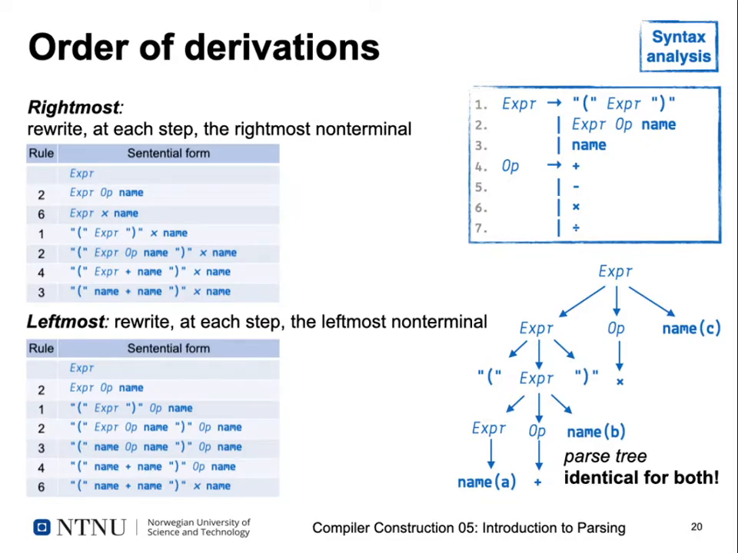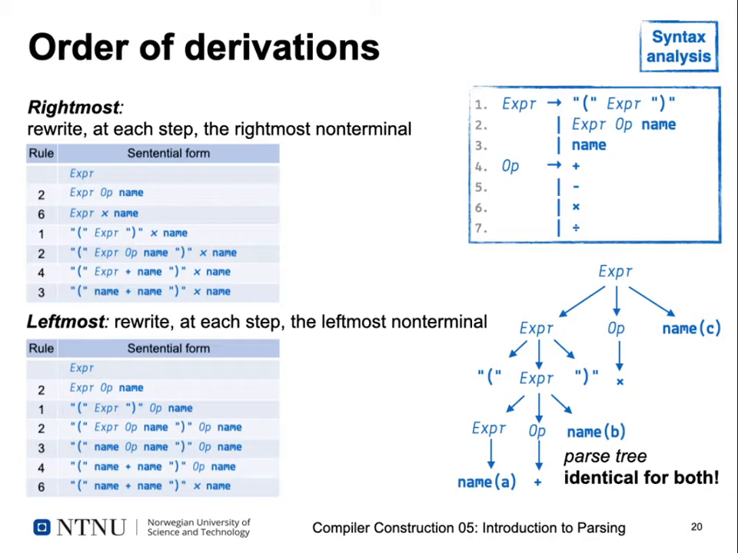So we've seen one order of derivations, the rightmost order, and the rightmost order tells our parser to rewrite the rightmost non-terminal symbol first at each step. So we've seen this one here. We started with the rightmost symbol, like replacing name here, then replacing the operator, and then finally replacing the left symbol expression by something else. And then we start again with the rightmost, and so on and so forth. You can also do it the other way around. So you can try to rewrite the leftmost non-terminal at each step.